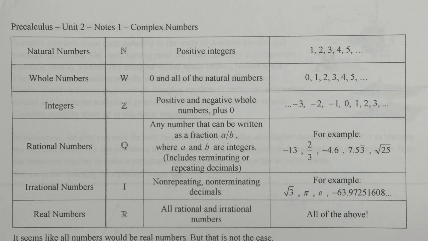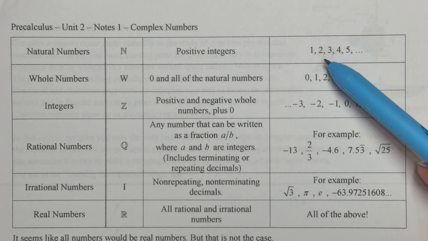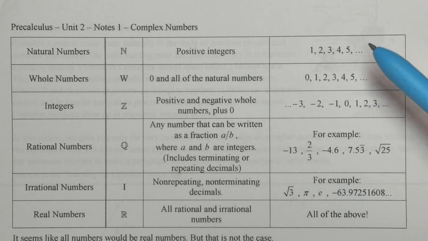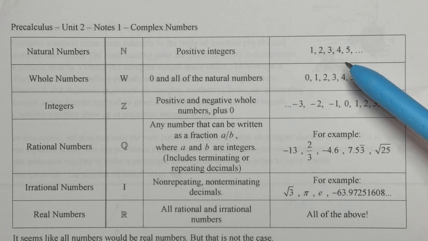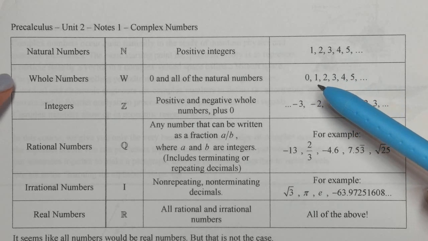Today we are going to be talking about complex numbers. Let's review where we are with our sets of numbers. We start off with natural numbers, which are sometimes called the counting numbers, 1, 2, 3, 4, 5. So from 1 to infinity, all the positive integers from 1 to infinity. Then if we add 0 to that, we get the set of whole numbers.